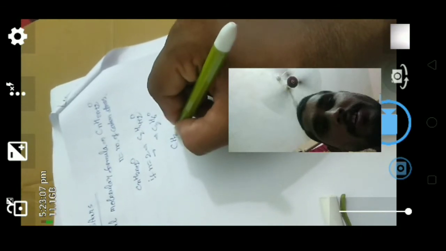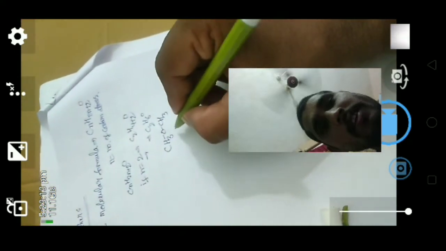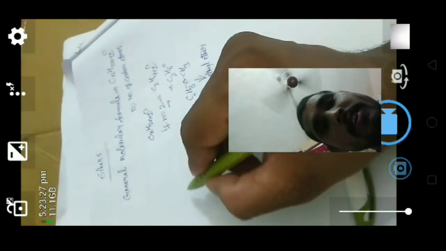Here, if you write n equal to 2, then what do you get? C2H4+2O, that is C2H6O. C2H6O means CH3OCH3, dimethyl ether. One methyl, another methyl: dimethyl ether. The general formula of ether is ROR.